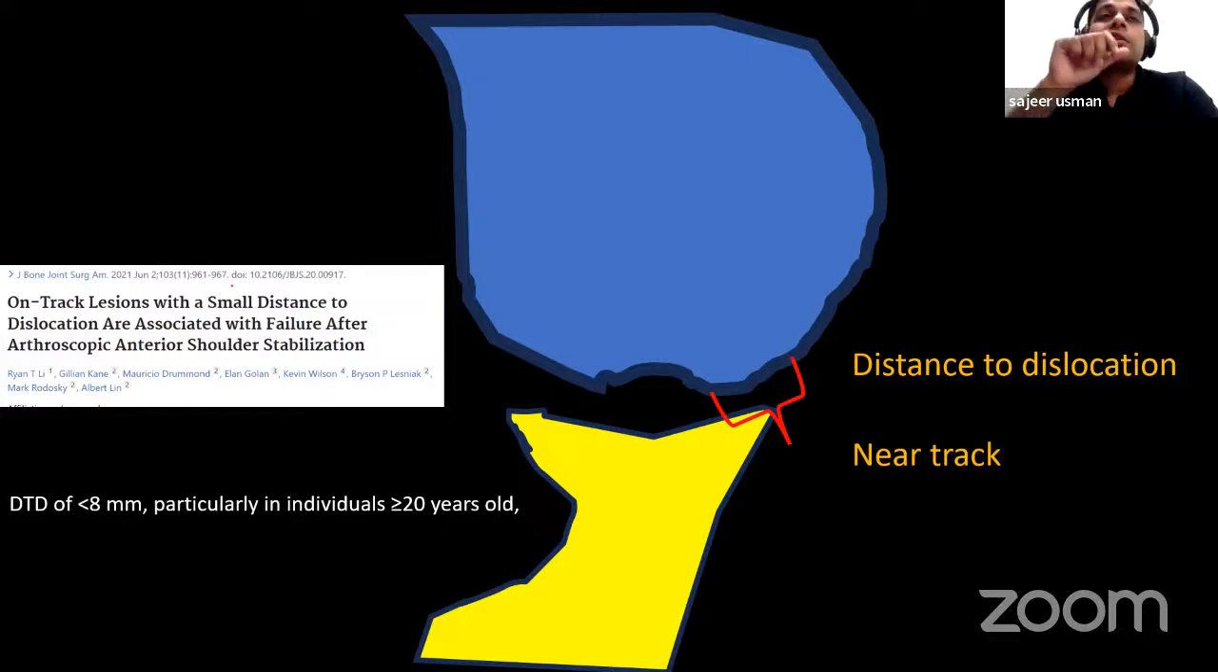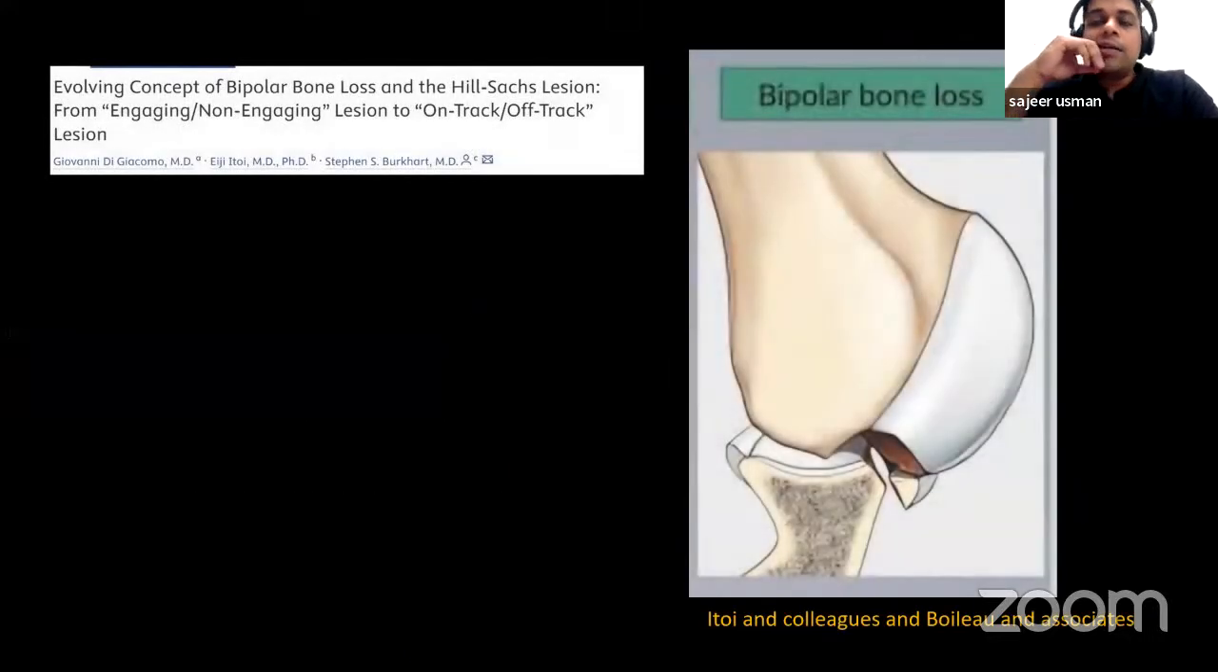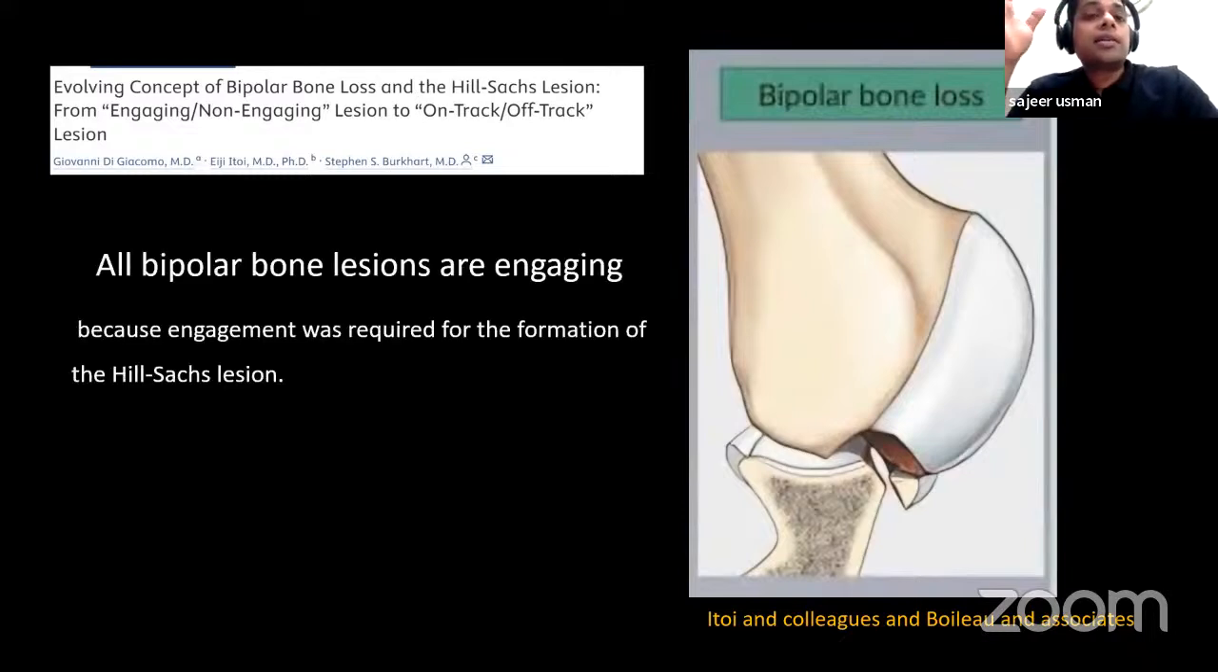So this value has been placed somewhere at 8 millimeters. So if there is a medial side bone of less than 8 millimeters, one must be sure that these are nearly off-track lesions. So understanding all this, we should also understand the terminology where there is bipolar bone loss, where there is bone loss both on the humeral head and the glenoid. And these are classically for Latarjet only, and they cannot be amenable to a soft tissue procedure at all.